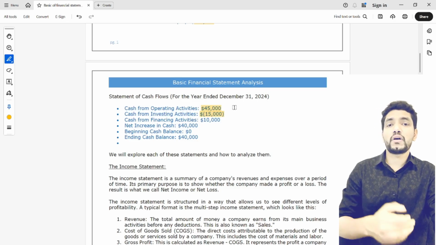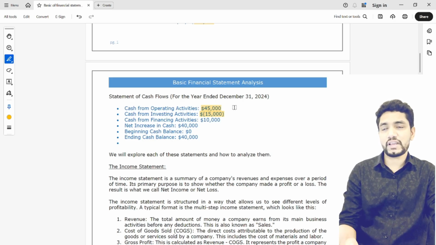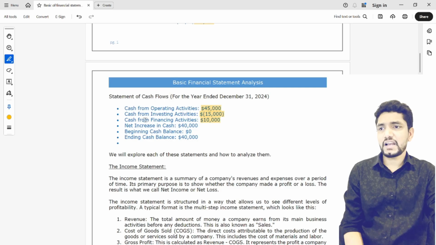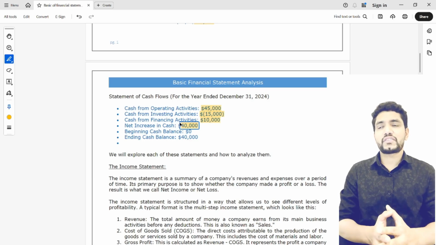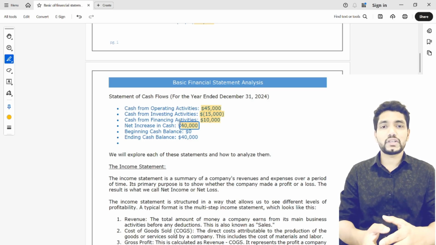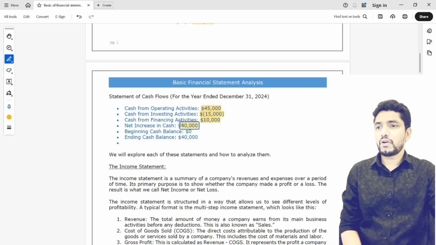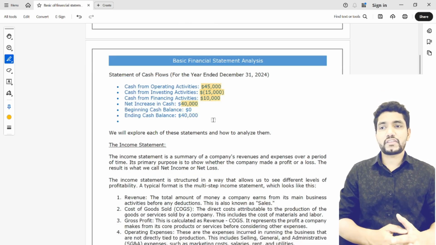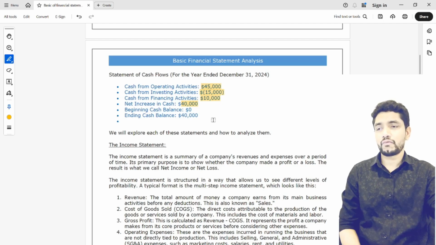That means there is no inflow from the investing activities, where there is only outflow. And how much cash is generated from the financing activities is a positive number. So the net cash increase is 40,000, the sum of these three, which is a positive number. So this is a simple example or illustration to see how these statements work. Now we will explore each of these financial statements and how to analyze them one by one.